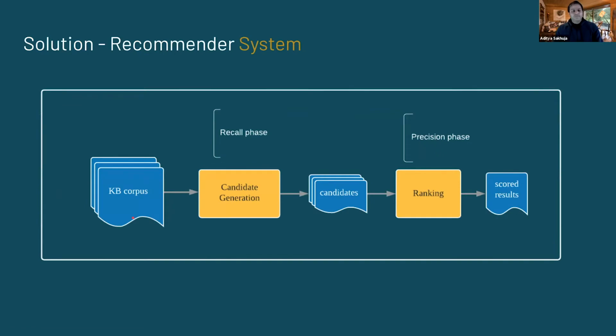All right, so guess what? We built a recommender system. No surprises, we had that in the title as well. So what's the architecture like? What is the high level flow?